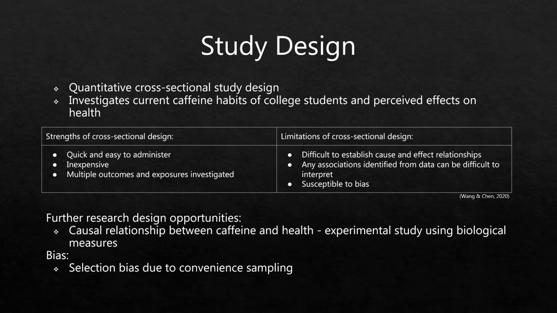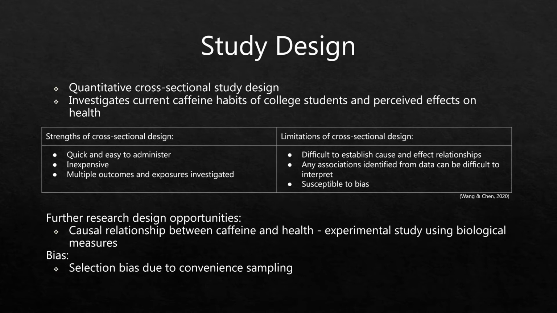In the event that researchers wanted to investigate a causal relationship between caffeine and health, an experimental study could be undertaken. This design could be carried out by recording biological measures, for example, blood pressure, heart rate, and respiratory rate, before and after caffeine consumption. The data could be used to identify correlations between biological measures and the caffeine consumed by participants.